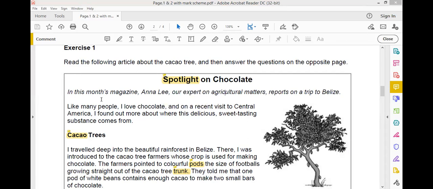In this month's magazine, Anna Lee, our expert on agriculture matters, reports on a trip to Belize. Like many people, I love chocolate. On a recent visit to Central America, I found out more about where this delicious, sweet-tasting substance comes from: cacao trees. I traveled deep into the beautiful rainforest in Belize.